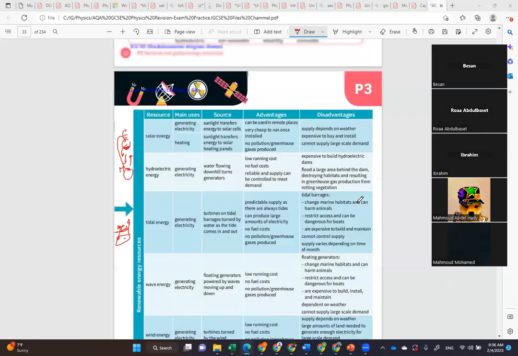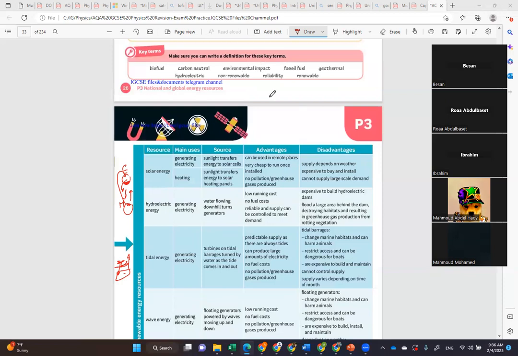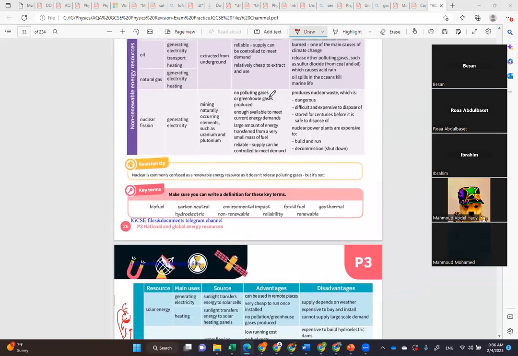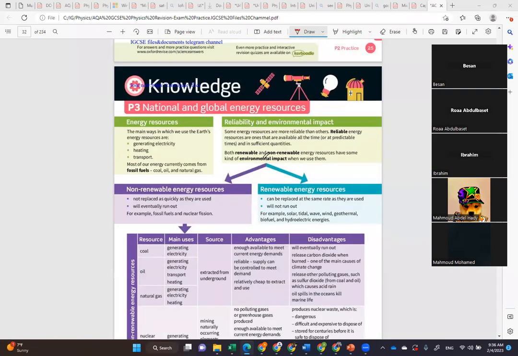Ibrahim, can you give me the second definition of environmental impact? If you are here, Mahmoud. Environmental impact. Mahmoud: I'm not sure, sir. Okay. So environmental impact, we said some energy resources are more reliable than others. Reliable energy resources are ones that are available at all times. So the environmental impact is the impact of the renewable and non-renewable resources when we use them. So their impact on the environment as we use them.